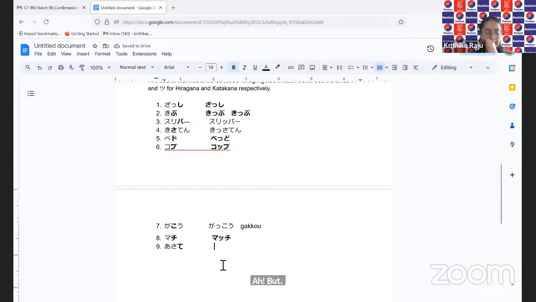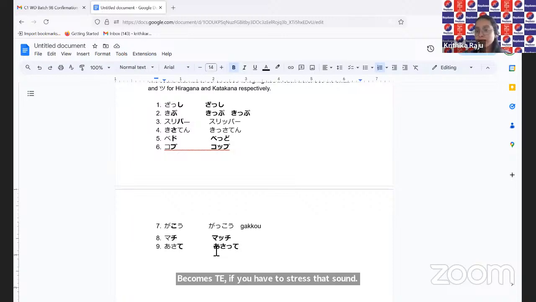The last word is asatte. Asatte is the day after tomorrow. This particular word has syllabic stops. I picked it. How do I type it? A-S-A-T-T-E. Very good. T-E becomes T-T-E if you have to stress that sound. What does it mean? Asatte is the day after tomorrow.